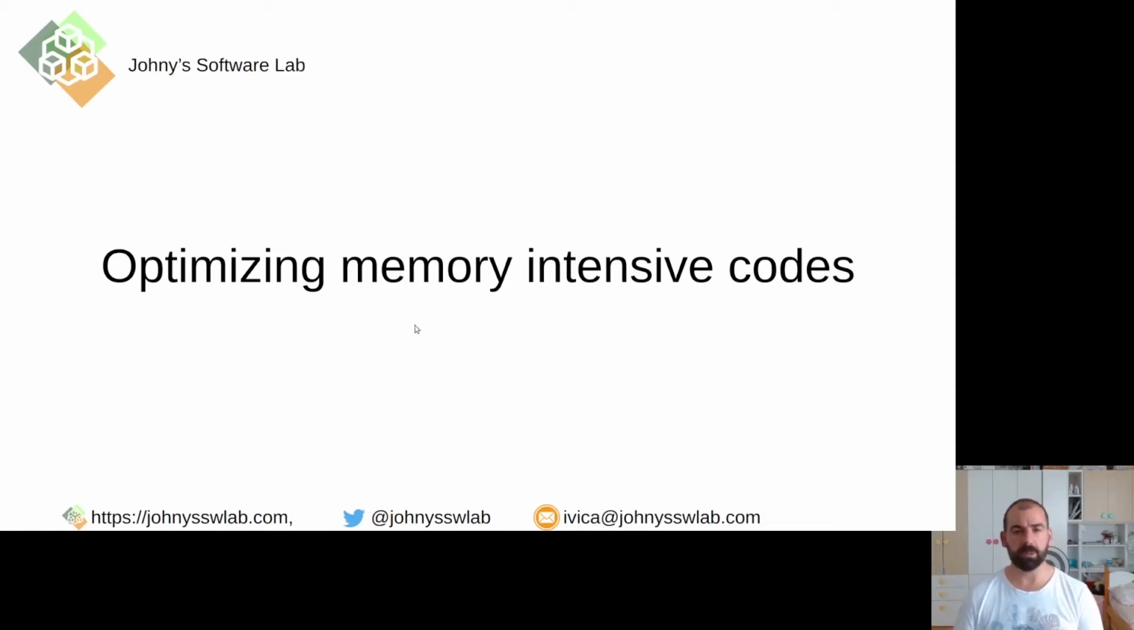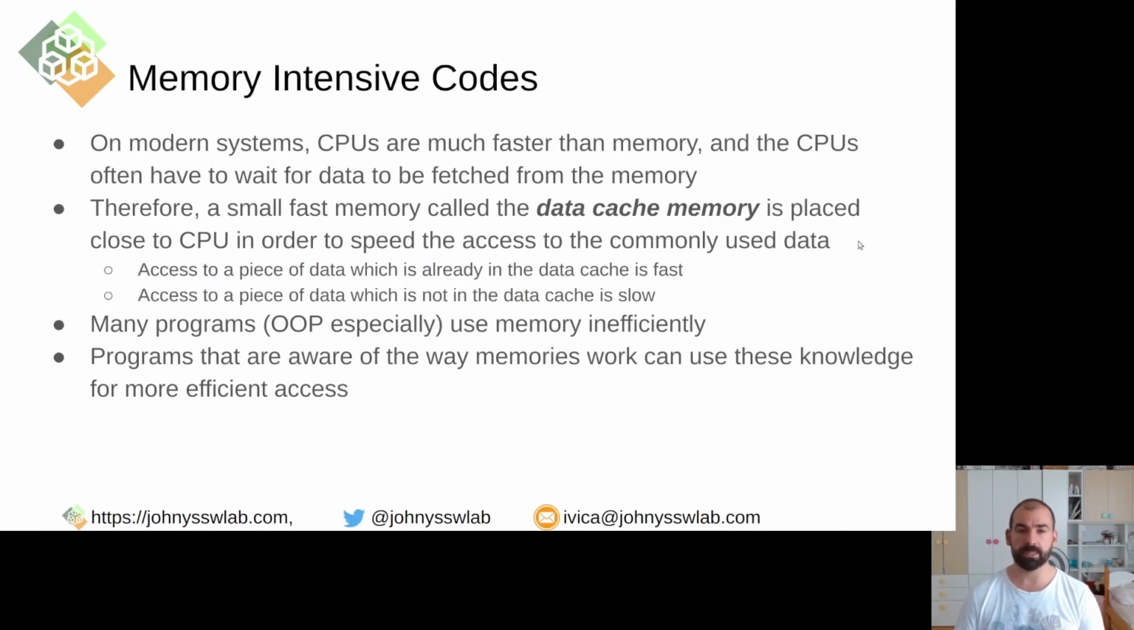Now we talked about optimizing computation-intensive code, and optimizing memory-intensive code is a completely different story. So how does that go? In modern systems, CPUs are much faster than the memory, and CPUs often have to wait for data to be fetched from the memory. So the CPU designers put a small, fast memory called the data cache close to the CPU. This memory is used so the CPU can keep data it accesses often in the data cache.